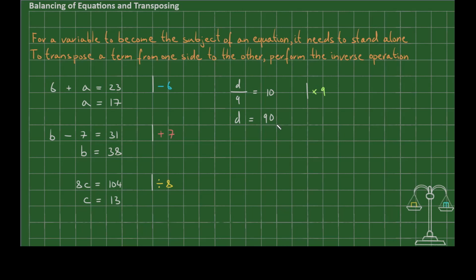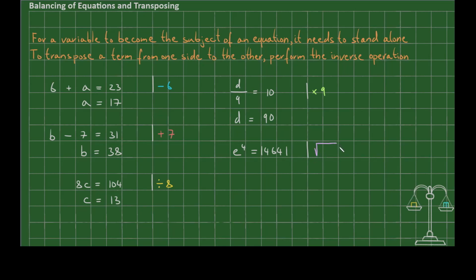One more example, and then we can all have a chocolate cookie. So now I will have e to the power of 4 equals 14,641. I want to solve for e. What is currently in the way of e standing alone? Well, it is this to the power of 4. How do I transpose a power? What is the inverse of a power? It is a radical. So here is my radical symbol.